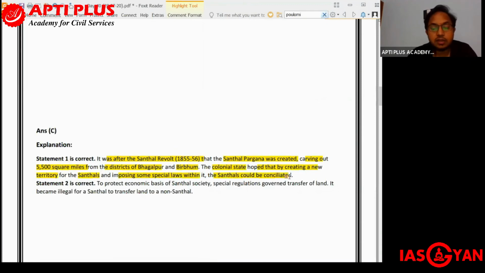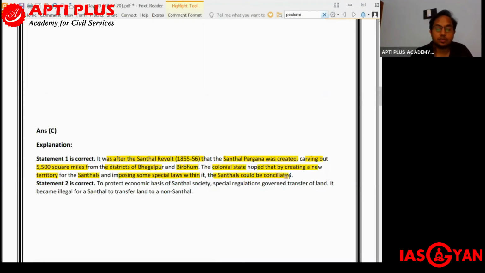The Santhals were unhappy because you had a lot of foreigners coming into their territory, and as a result of which we get to see that there were certain revolts which took place. After the revolt had subsided, after things had cooled down, the Britishers decided that a particular part of the country should be kept inviolate for the Santhal tribes only, and that is where the Santhal Parganas came into the picture after 1855-56, and almost 5,500 square miles of area were taken out from the districts of Bhagalpur as well as Birbhum, and this particular area was called the Santhal Parganas, where some special laws were imposed.